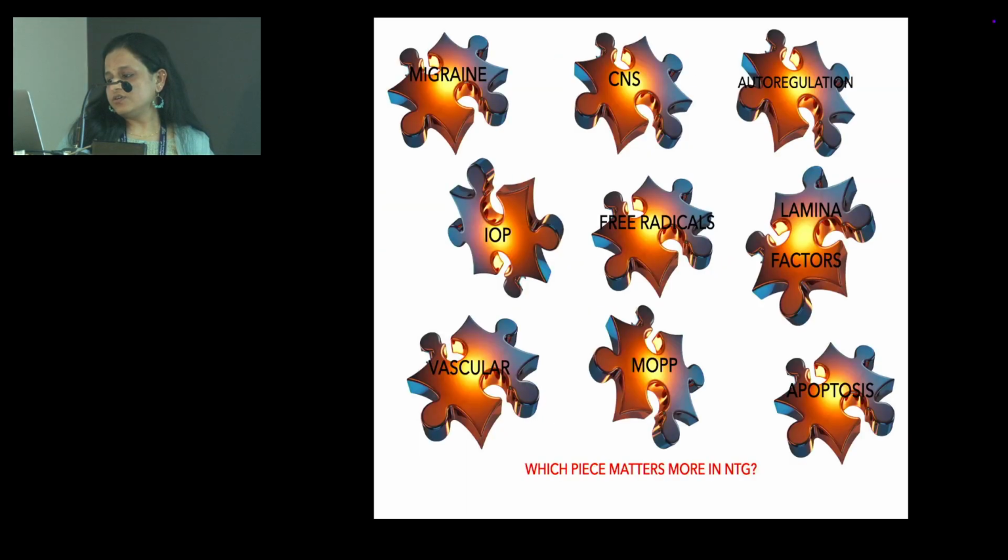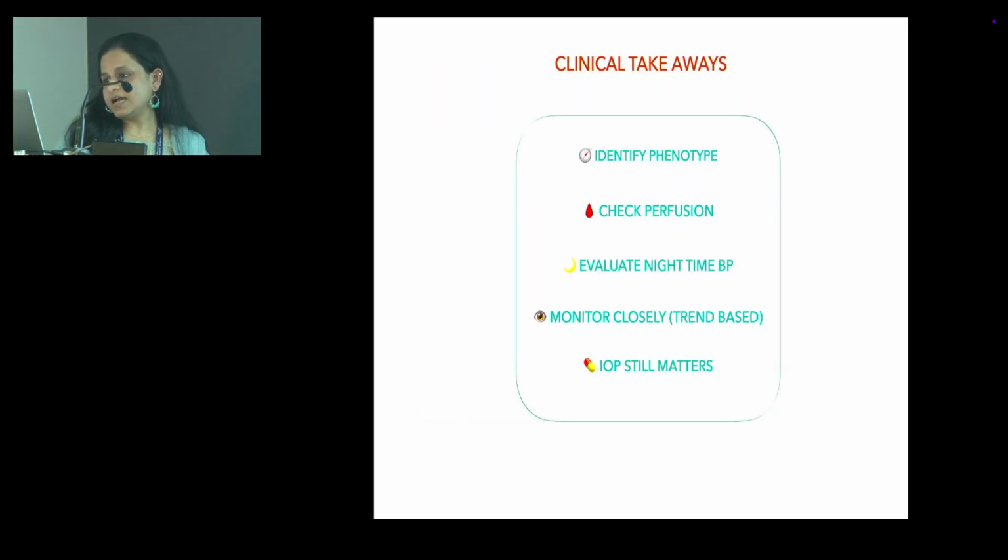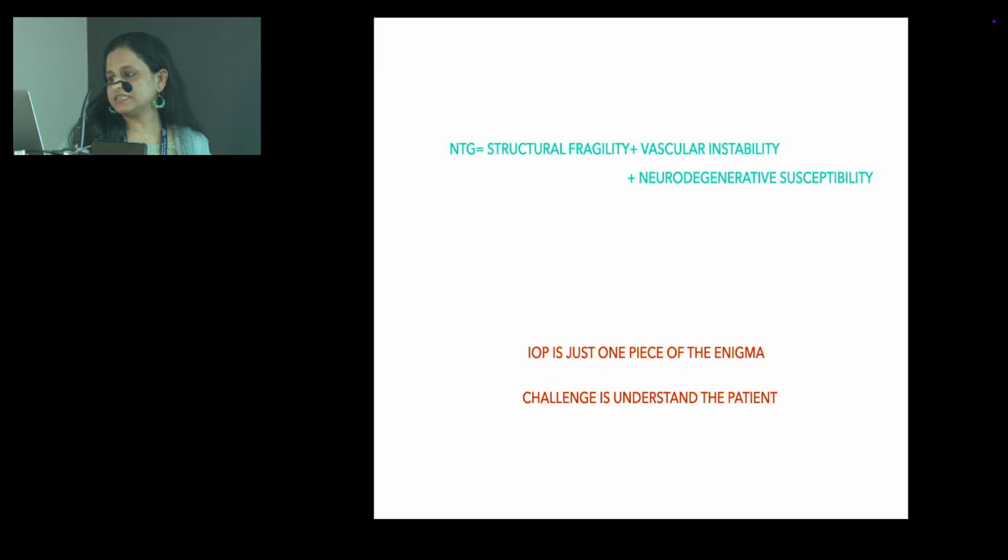So, when asked what matters more in normal tension glaucoma, you cannot say any one point. You have to think about all the different puzzle pieces and then look at it. The clinical takeaways are: identify the phenotype, check the perfusion, evaluate the nighttime BP, and monitor closely. Finally, IOP still matters, because when we reduce the IOP, it reduces the mechanical pressure, the first point I spoke about. So NTG is a structural fragility with a vascular instability with a neurodegenerative susceptibility. IOP is just one piece of the enigma.